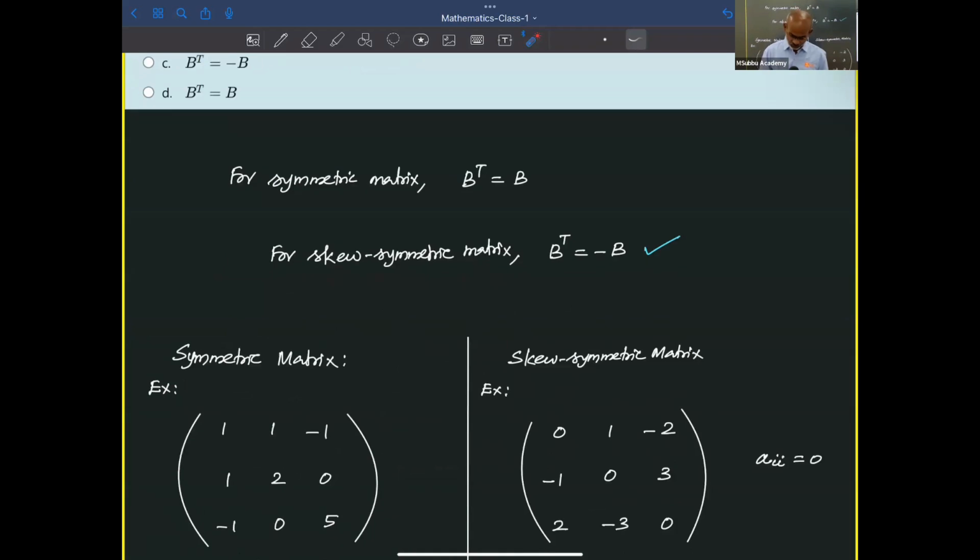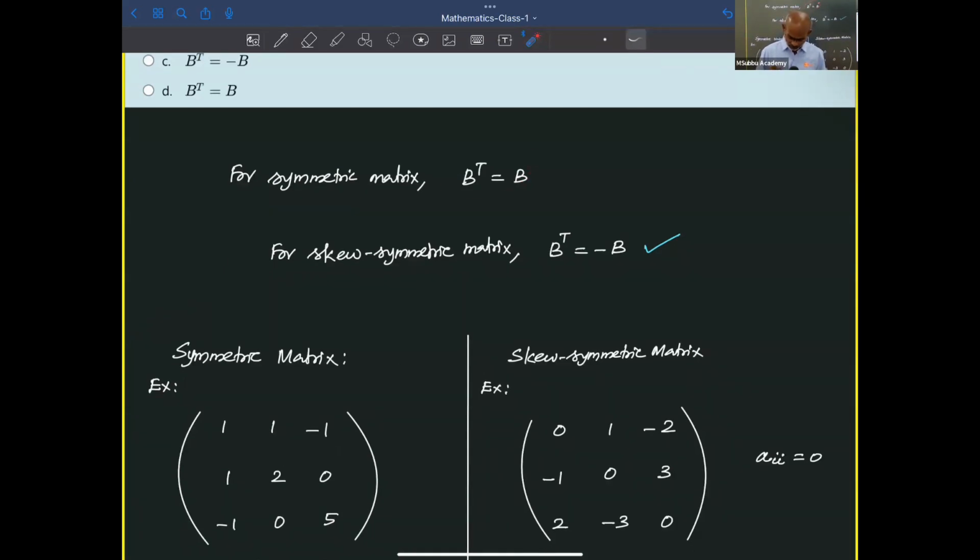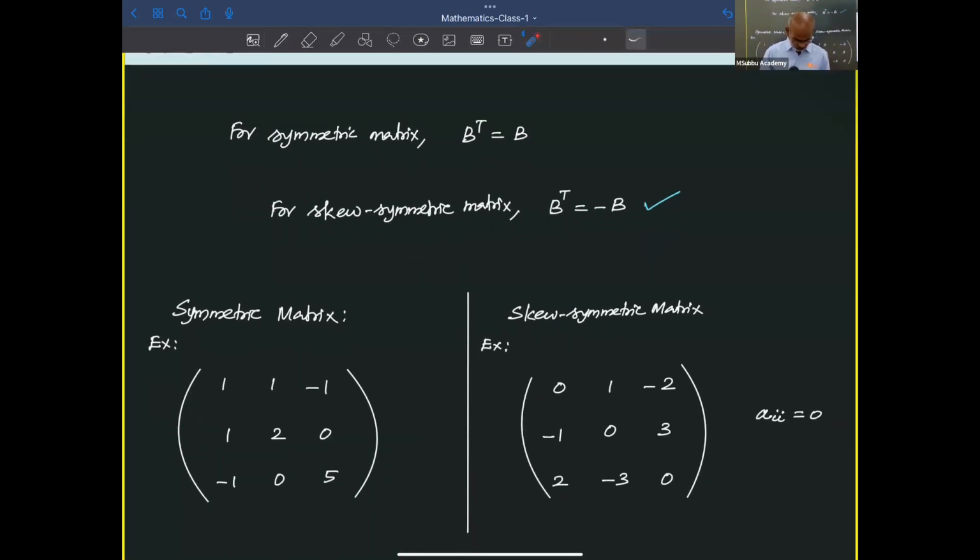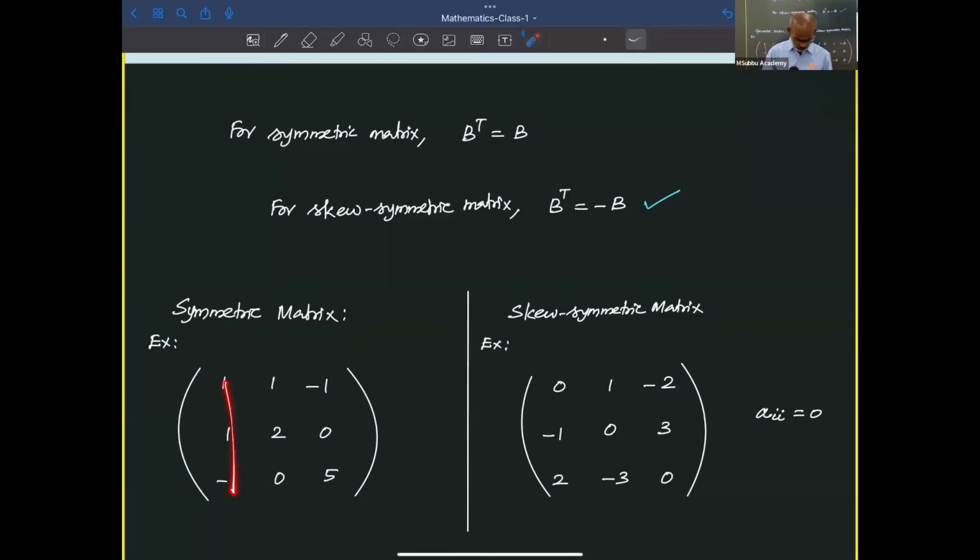So for symmetric, the transpose and the original matrix are the same. Of course, you can see how this is valid: each column becomes a row in the transposed matrix. So in that case, whatever the element here, that should be the element there. The diagonal element can be anything.